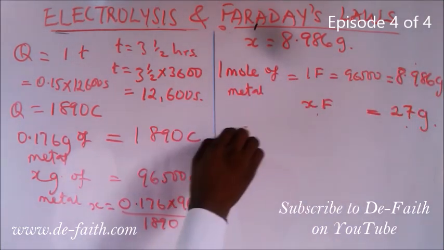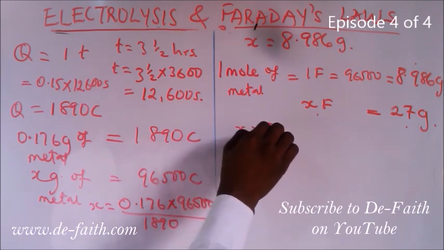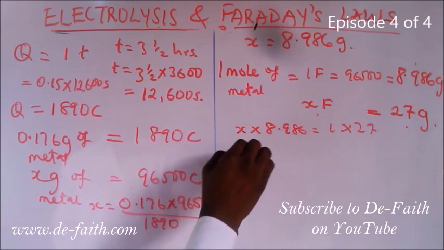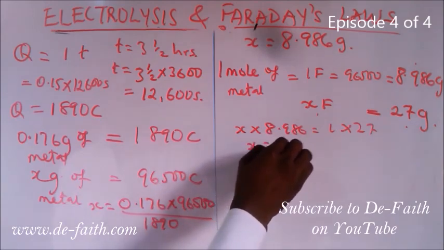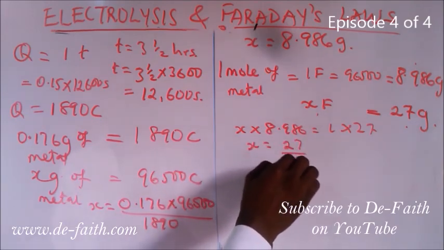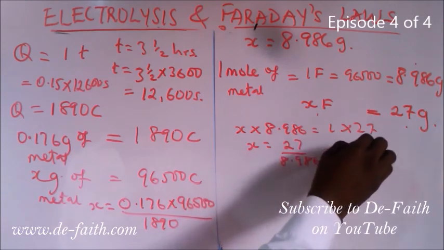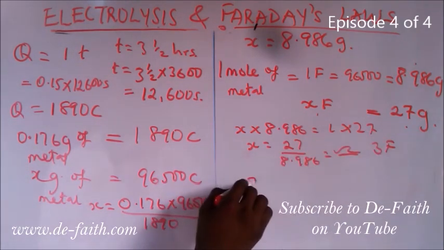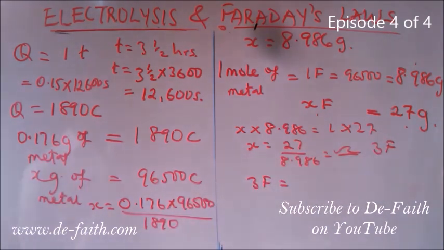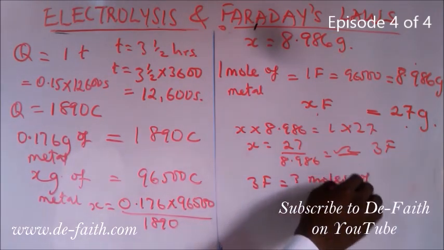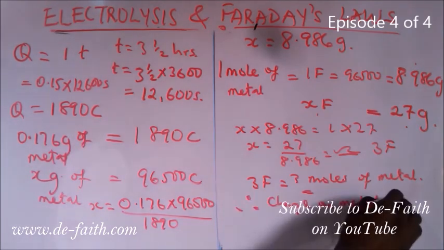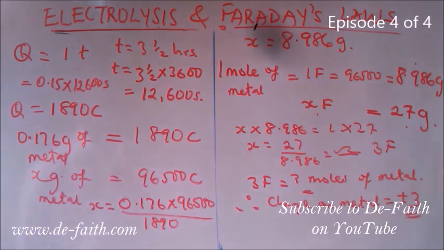When we cross multiply, that is x times 8.986 equal to 1 times 27. We have x equal to 27 over 8.986. We have approximately 3. So we are saying now that 3 Faraday is what was gotten. And this 3 Faraday is also equal to 3 moles of electrons. Hence, the charge on the metal equals plus 3. That is the final answer.